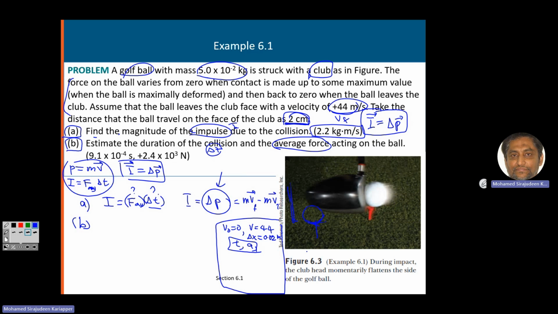So go and pick the equation which doesn't have the acceleration, because I am not interested in finding the acceleration. So that is this equation. Delta x is equal to half, initial velocity plus the final velocity, into time. So we know this, we know this, we know this, only unknown is time. So I can calculate the time. You will get this answer.